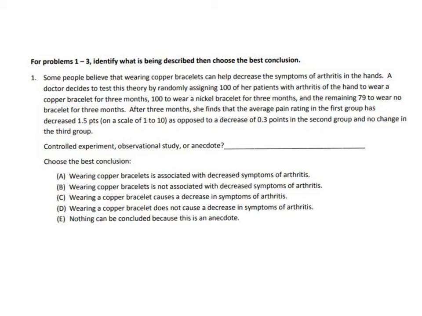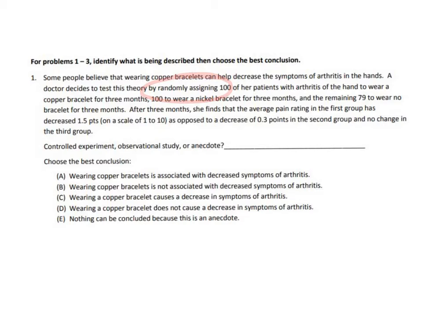Okay. Number 1, some people believe that wearing copper bracelets can help decrease symptoms of arthritis in the hands. A doctor decides to test this theory by randomly assigning, that's the keyword, all of her patients with arthritis to the hand to wear a copper bracelet for 3 months, 100 to wear a nickel bracelet for 3 months, and the remaining 79 to wear no bracelet for 3 months. After 3 months, she finds that the average pain rating for the first group has decreased by 1.5 points, as opposed to a decrease of 0.3 points for the second group, and no change in the third group.